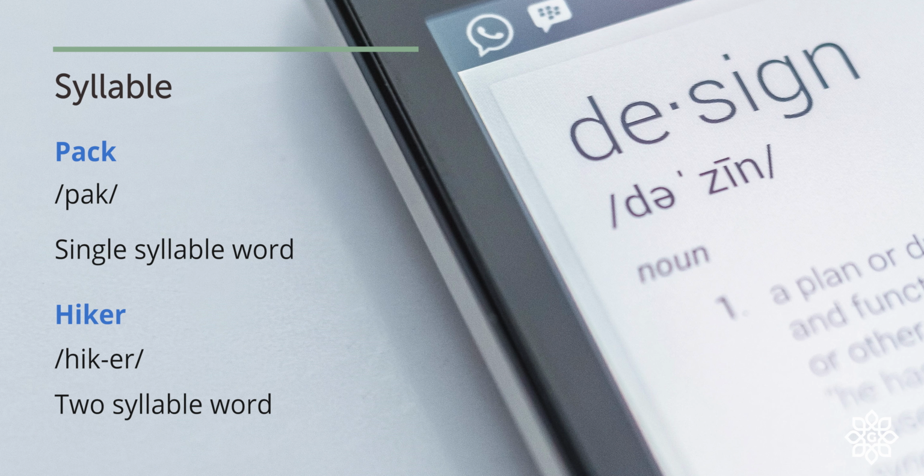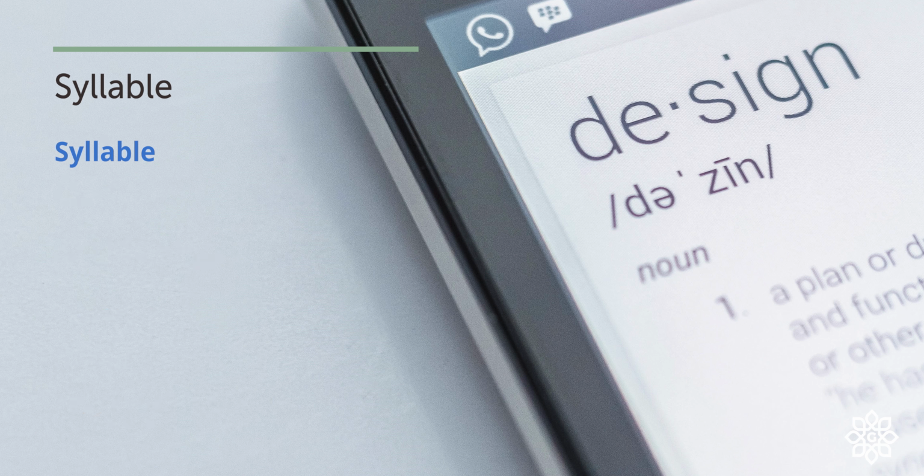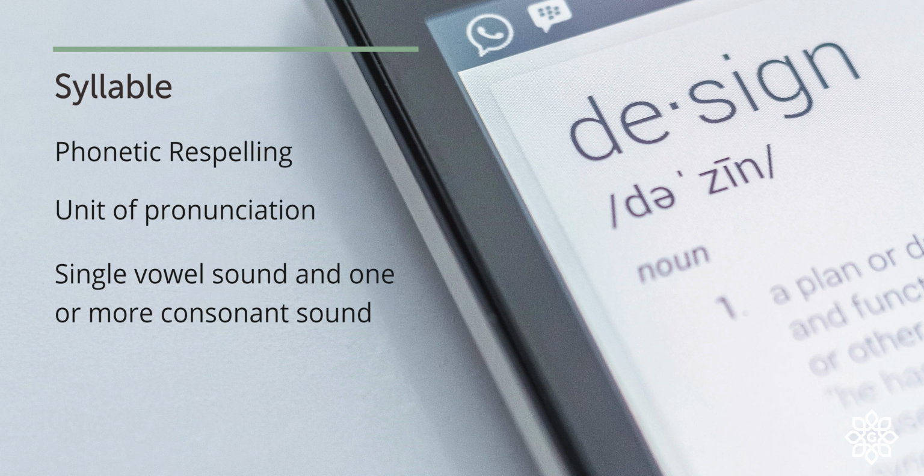Now let's take another example. The word syllable itself. This word has three syllables. Syl-la-ble. The first syllable has the vowel sound I in it, and the next two syllables have the vowel sound U in them. So all spoken words have syllables. I hope this explanation clears some of your doubts about syllables.